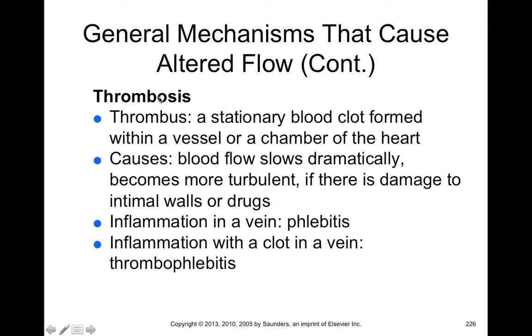Now, a thrombosis is basically a stationary blood clot. We call these a thrombus. So a thrombus is a stationary blood clot that forms within a vessel that's unbroken. A cause of a thrombus could be where blood flow might be slowed dramatically, and this can promote blood clotting. Or if blood becomes more turbulent, this can promote blood clots. Or if there's damage to the vessel wall, like the tunica intima, this can actually cause thrombus formation.